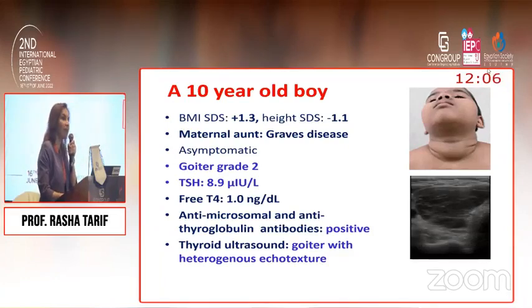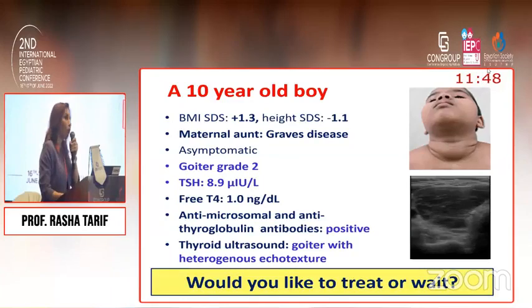His height is in the low normal. His maternal aunt has got Graves' disease. There is goiter grade 2. TSH is high, 8.9, but did not exceed 10. Antibodies are positive. Ultrasound revealed goiter with heterogeneous echo texture. Would you like to treat or wait? Who would treat? Yes. Okay, most of the audience would like to treat.